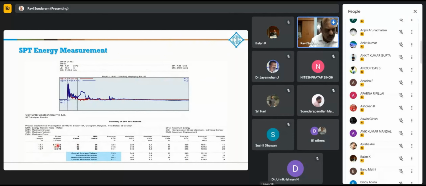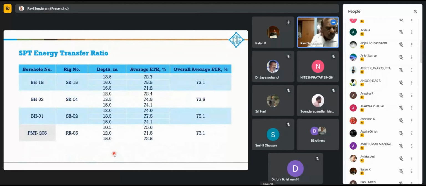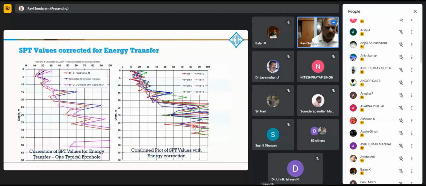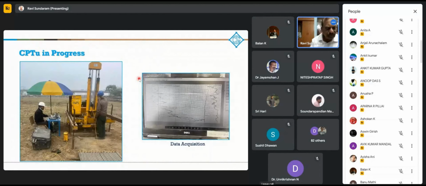So that's the number of blows and total N value. And of course, you can see this is the energy transfer. With 4 rigs, we had almost similar energy transfer, 73 to 75%. So this is one typical borehole. You can see what happens when you correct the SPT values, how much the values are increasing. And this is of course a combined plot of all the SPT values versus depth. This shows the CPT in progress, the data acquisition being done here.